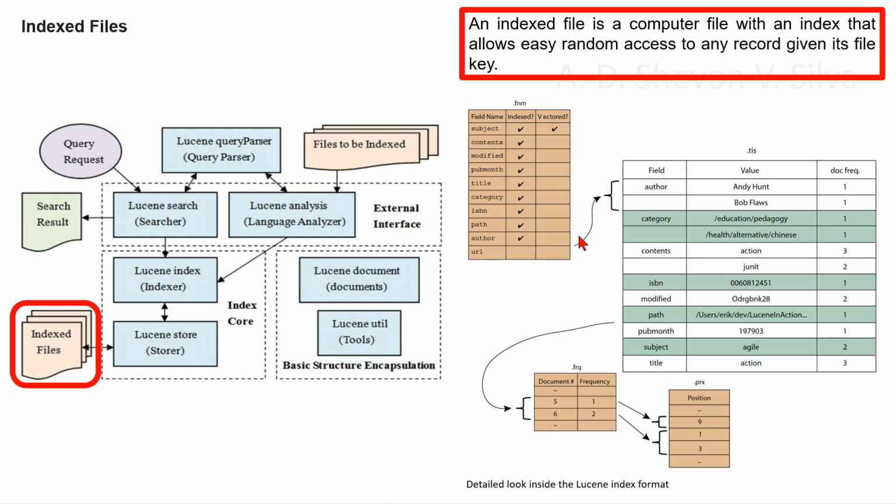The order of the field names in the .fnm file is determined during the indexing and isn't necessarily alphabetical. Each field is assigned a unique integer, the field number, according to the order in the file. In this file, that field number instead of the string name is used in other Lucene files to save space.